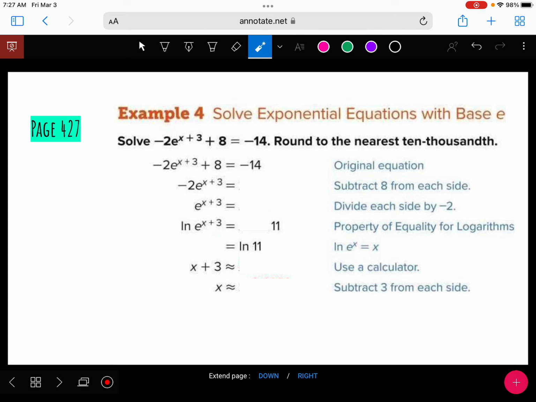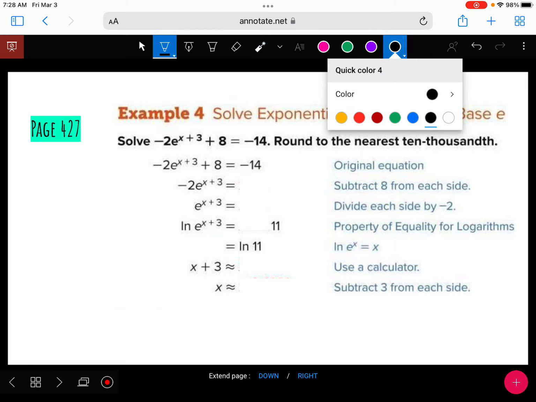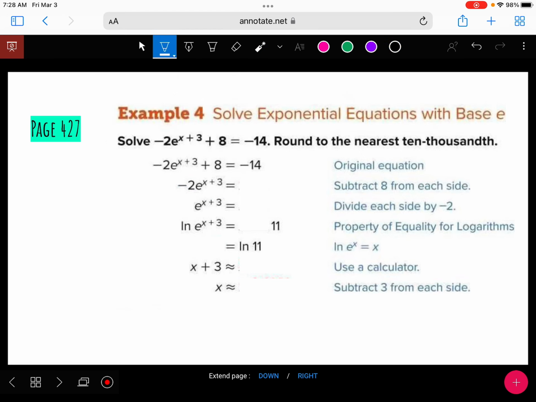So what we have here is an exponential with a base e, and we're asked to solve it. I want to get what x is. e is just a number. So the first thing we need to do is look at the left side and ask, how can I get the exponential all by itself? Looking at this top row, negative 2e to the x plus 3, plus 8. What's going to be the first thing that I move? We're going to subtract the 8. They kind of tell us that on the side, but that's 100% what we do.